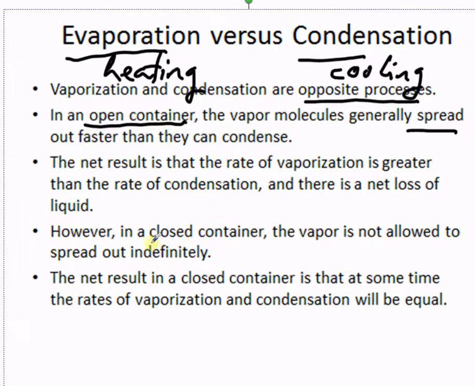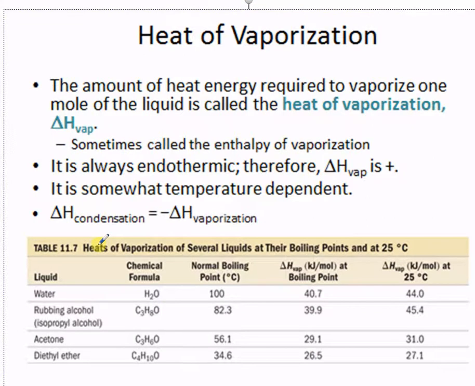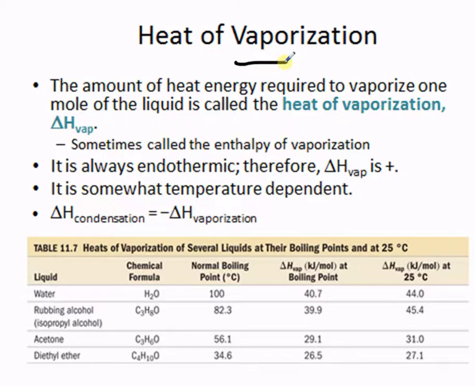But if you have a closed container, then things are different, because now the vapor is not allowed to escape, and the process of condensation is about the same rate as the evaporation. So those are the things that we have to take into account as we're dealing with the loss or gain of a substance as it evaporates or condenses. So the question here is, how do we measure the amount of energy that is required to change phase? Let's think about vaporization, and we will call that energy the heat of vaporization.